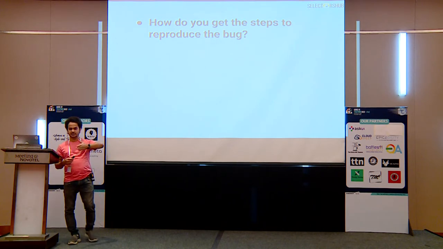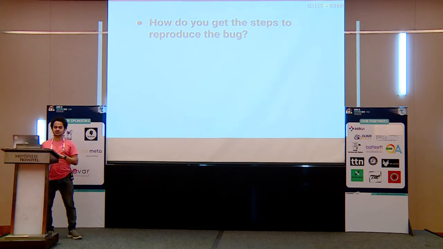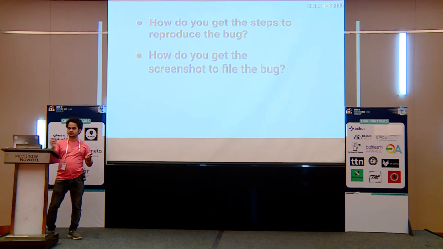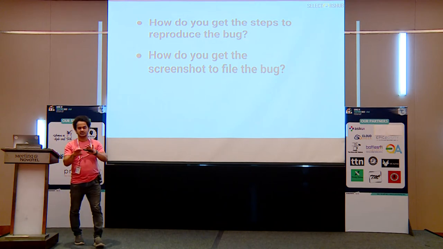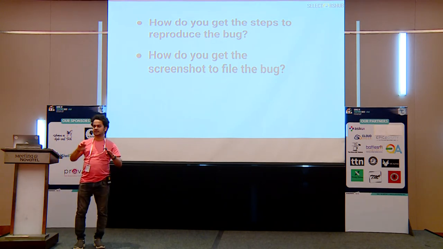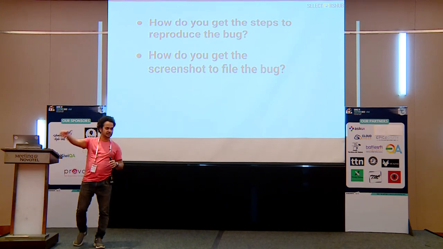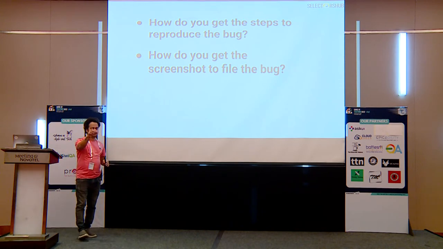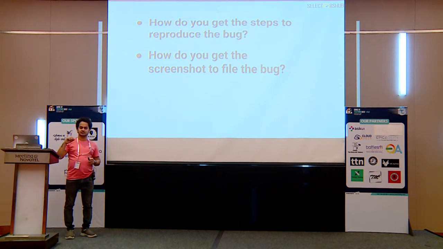We used to redo the testing or rethink in the mind that these are the steps, and then we start writing them. In Jira, when you file a bug, what do you do? You write it manually, right? Open this, click here, right click here, and then you will land on this page, and then you will get this bug. And how do you get a screenshot to file the bug?